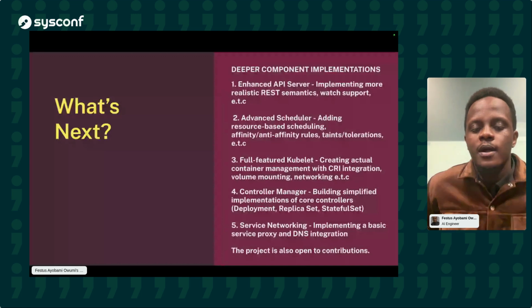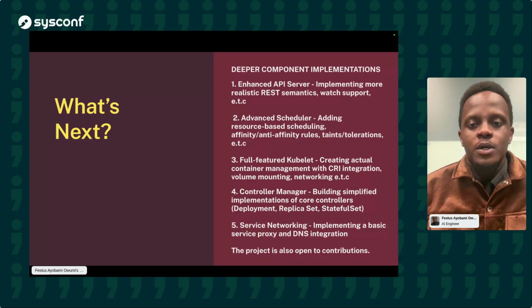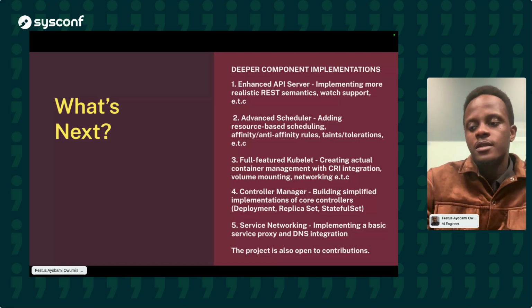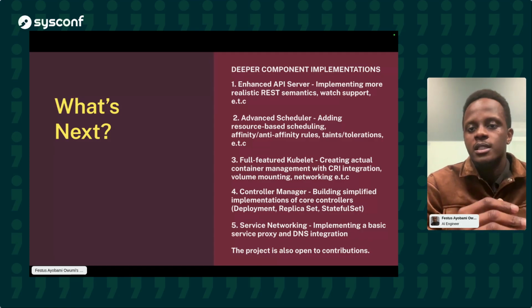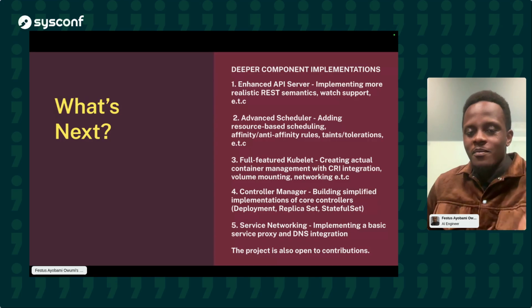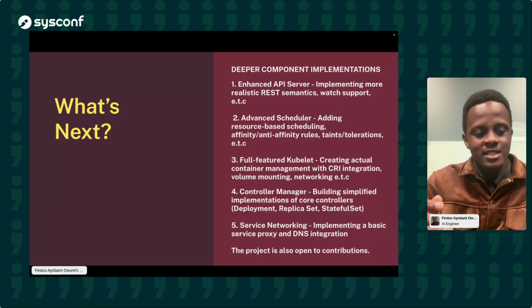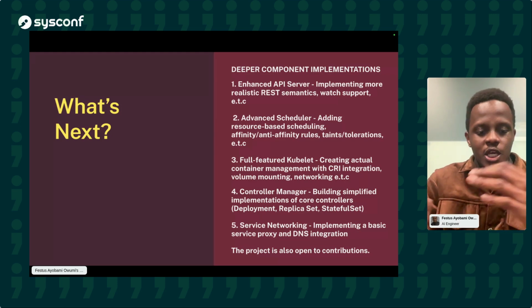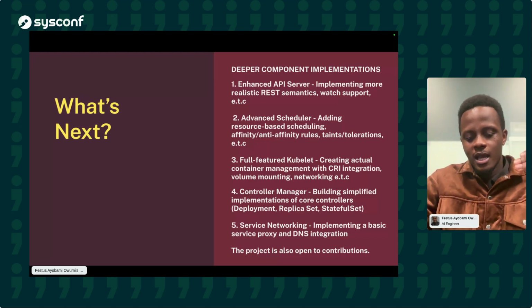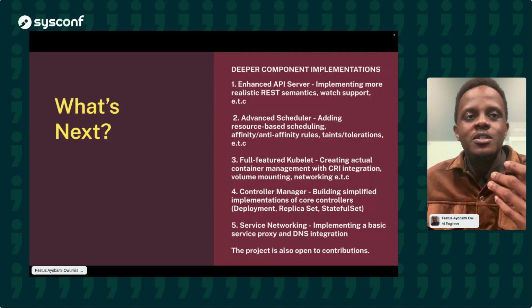So what's next for this project? I published the article on the project, and there was a great reception from everyone. So what's next is really going deeper into all of these different components. An enhanced API server: how can we implement more realistic watch support? An advanced scheduler: scheduling is something I'm really passionate about in Kubernetes generally, because it changes a whole lot, especially with AI workloads, where scheduling is not just about requests, but you want to schedule based on tokens, so what requests have more tokens.